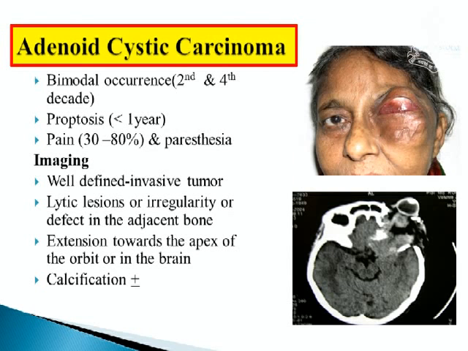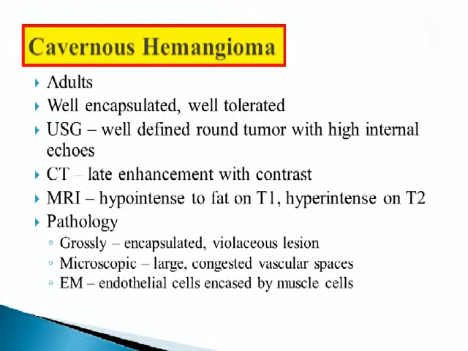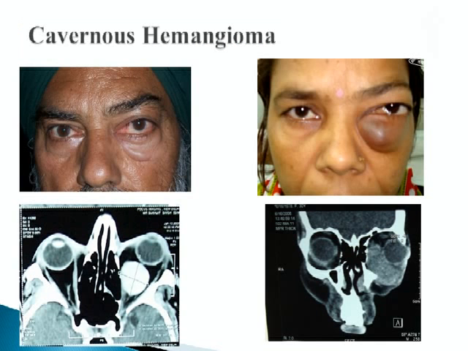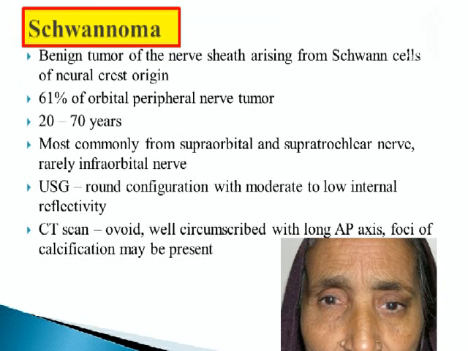Now, coming on to adenoid cystic itself, these will be patients with proptosis of less than 1 year, and pain will be seen in almost 80% of patients, along with paresthesia, along with bony destruction on a CT scan. Now, cavernous hemangioma, as we all know, is a well localized tumor, mostly intraconal with an axial proptosis like this. Sometimes they will be in the inferior orbit.